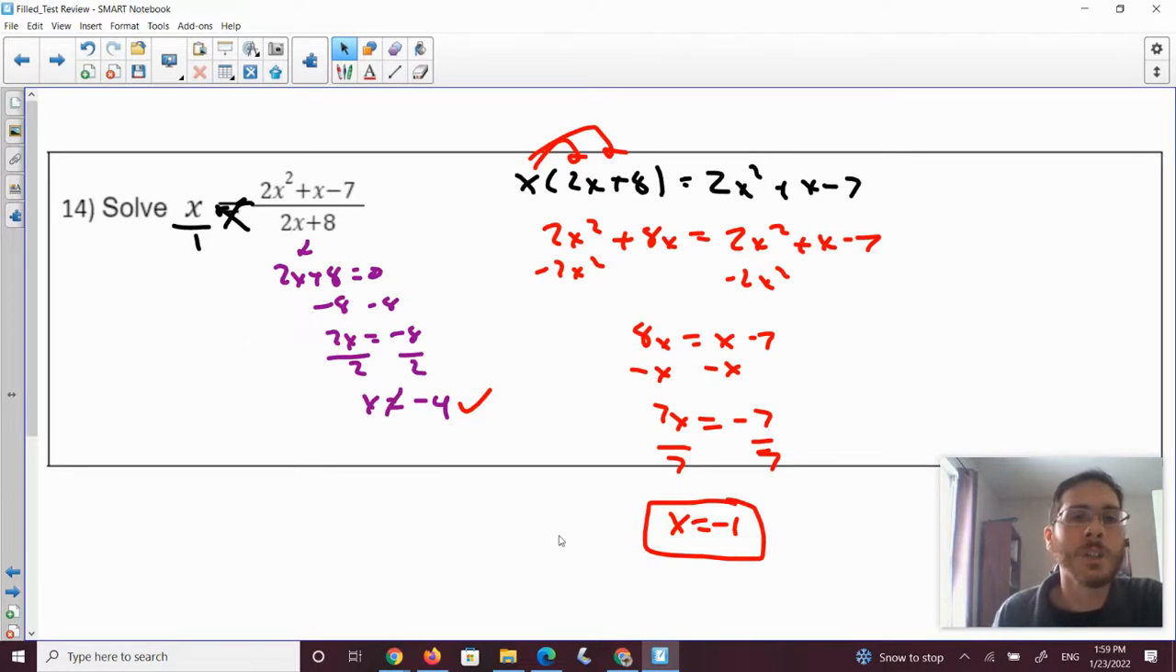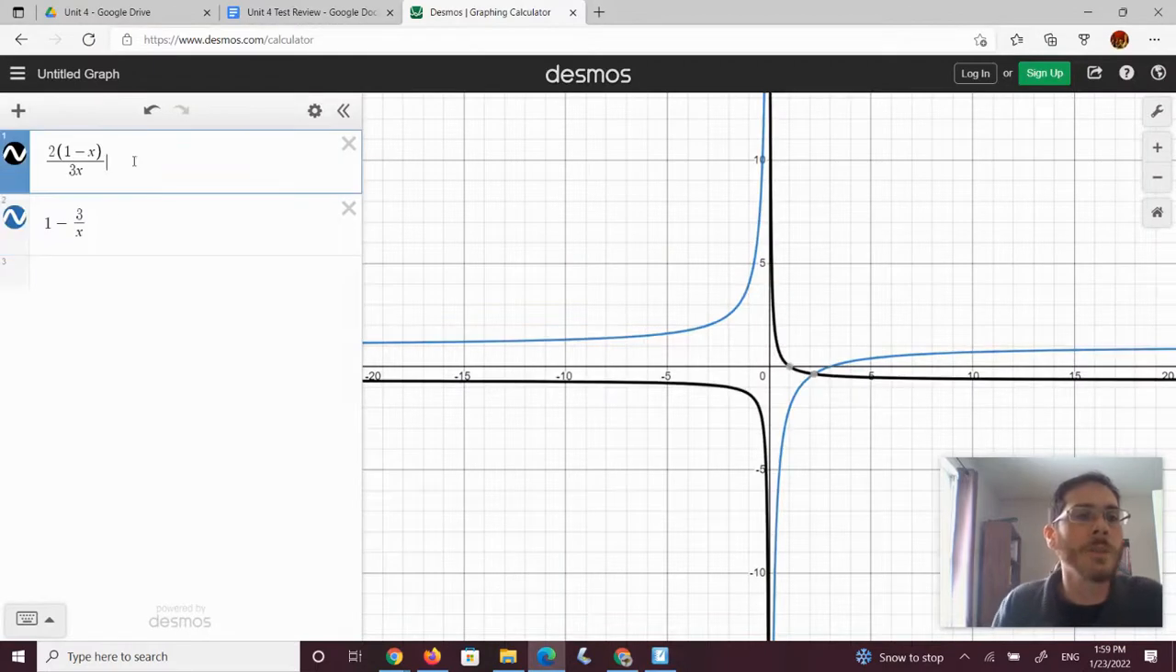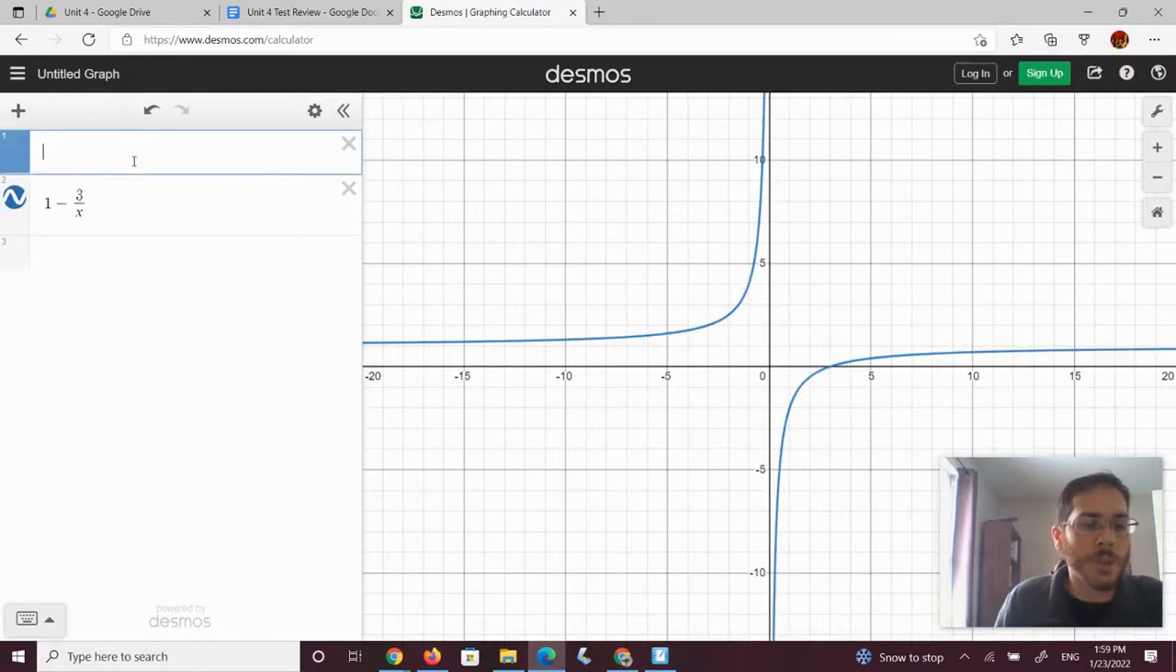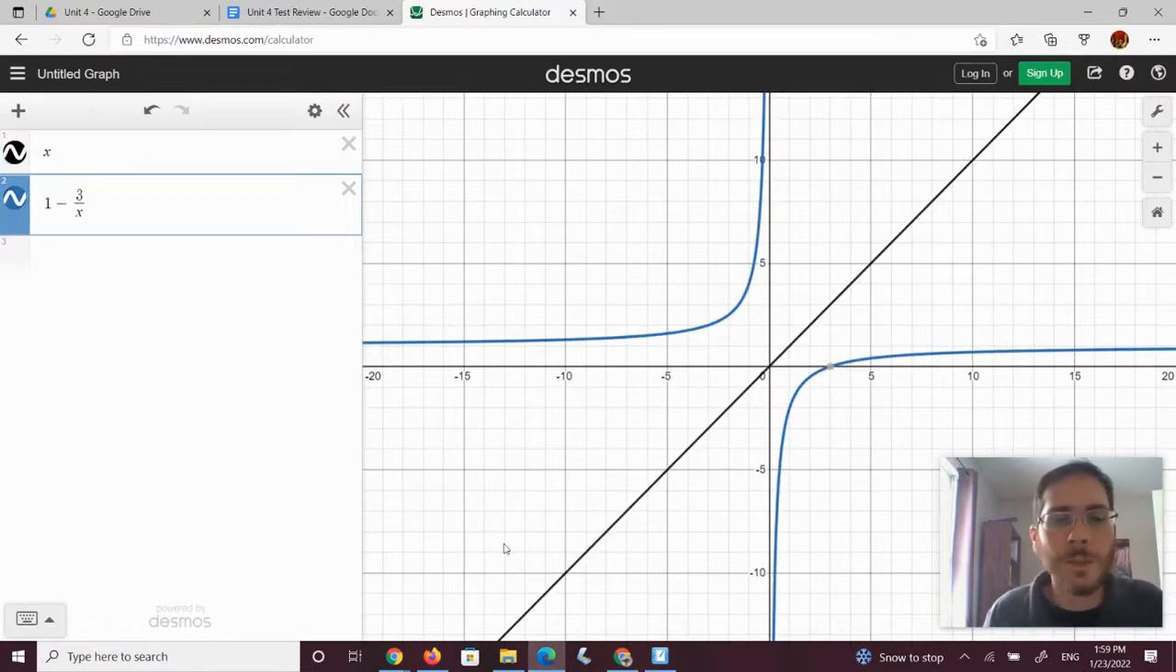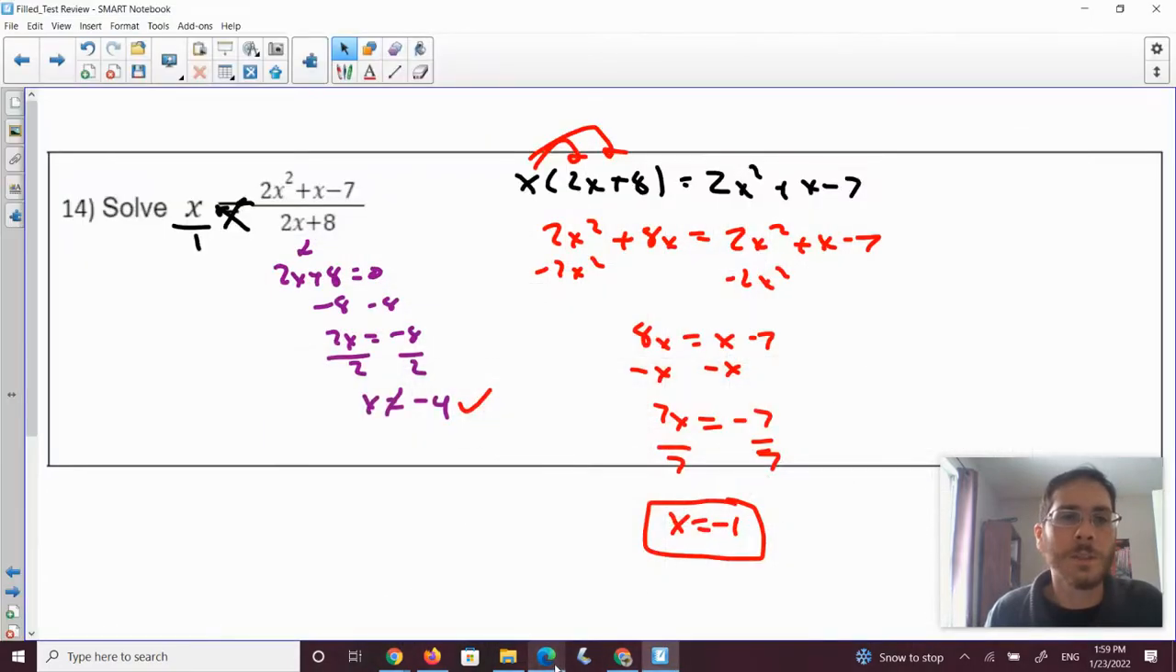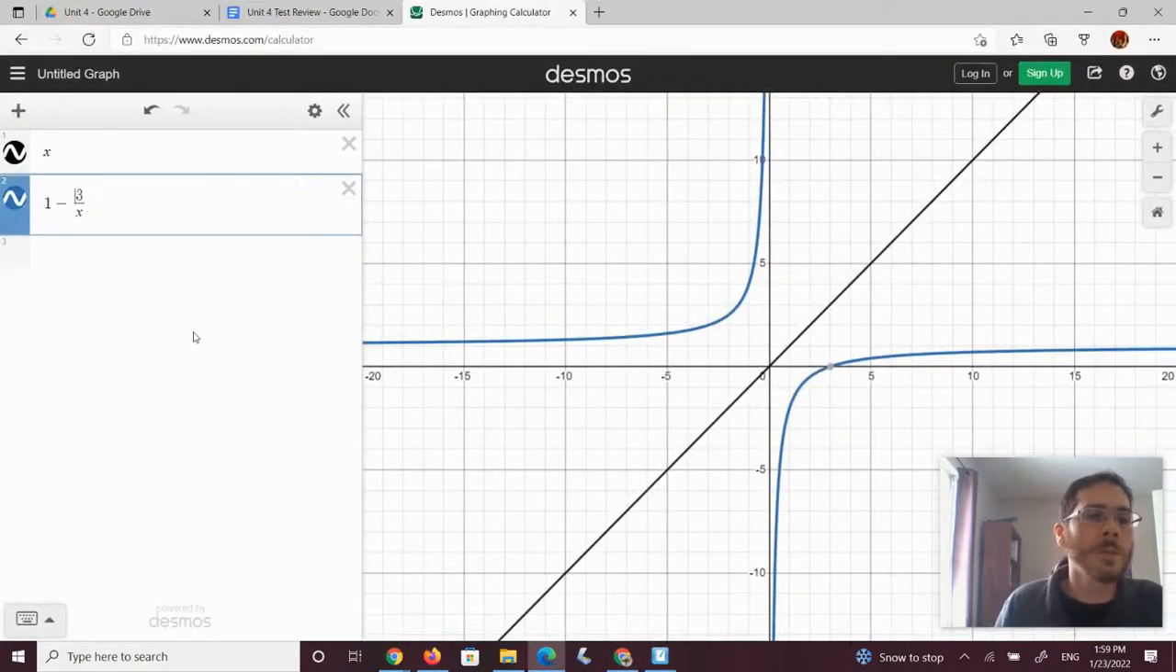Another solve. So again, if we wanted to, we could check this one. We've got x and then a big expression after x. Side's easy to type in. That's pretty nice. So x and then 2x squared plus x minus 7.